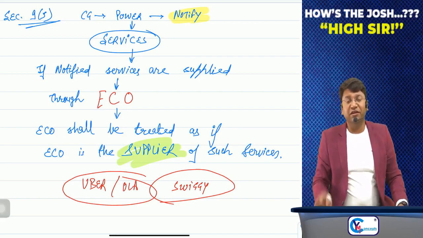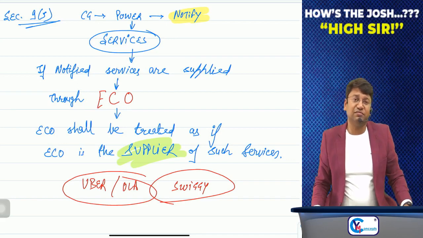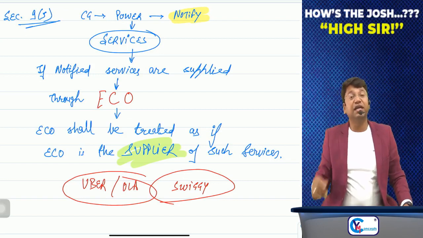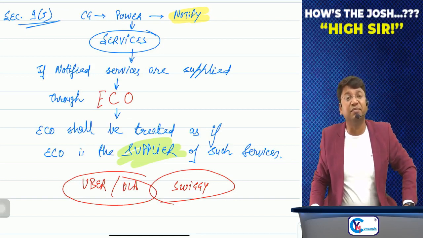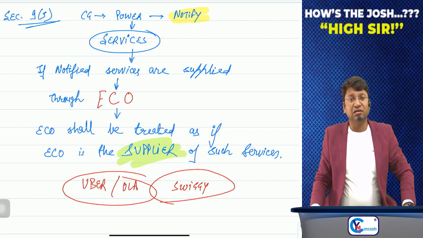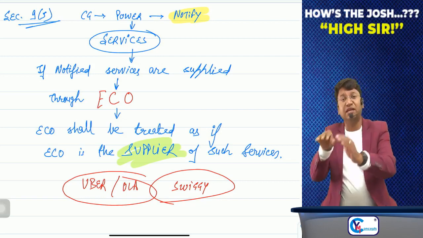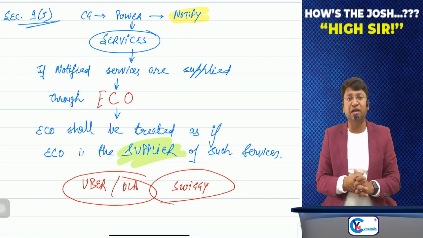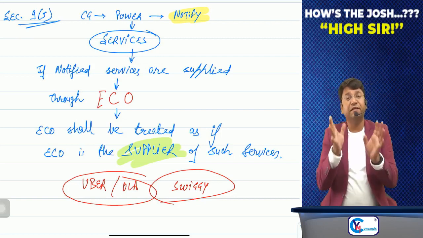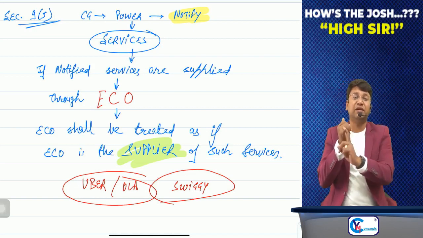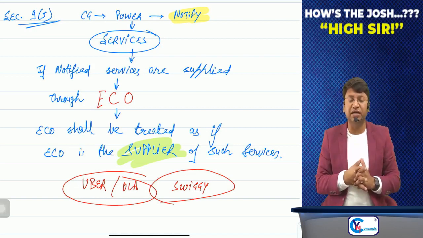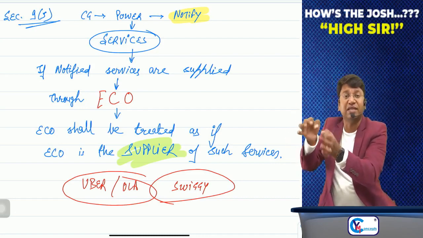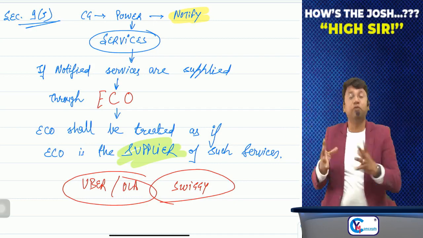And if the electronic commerce operator has a physical presence in India, he will have to pay the tax. But if the electronic commerce operator does not have any physical presence in India, then if any representative office is there in India, that representative office will be liable to pay tax to the government directly, not the driver. But if the ECO has neither any physical presence nor any representative office in India, then they will have to appoint a person in India who will pay tax on their behalf.